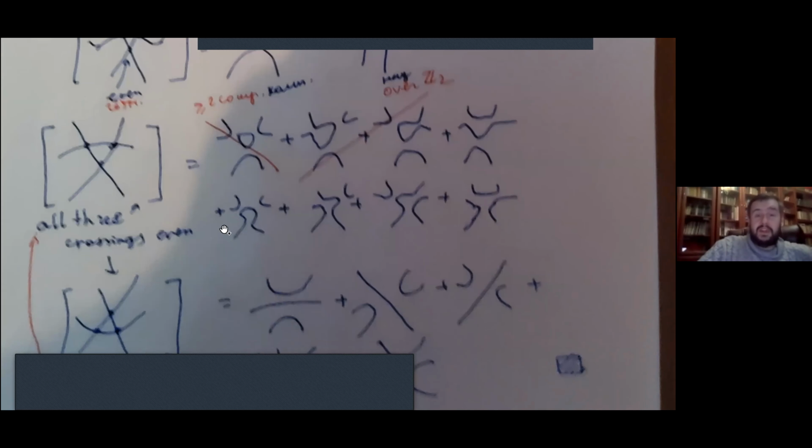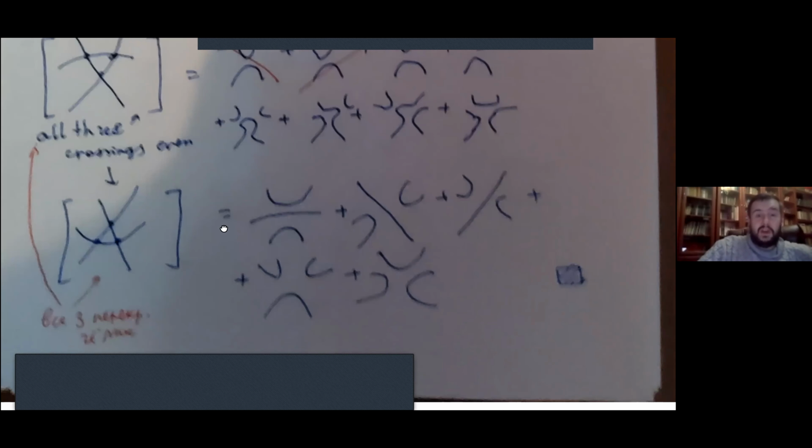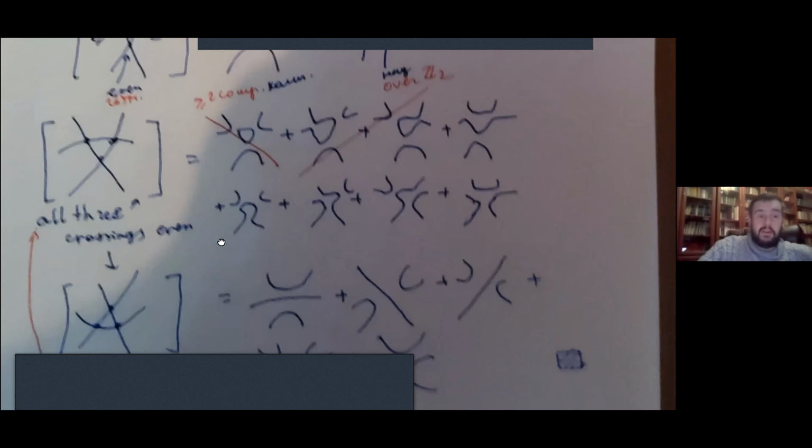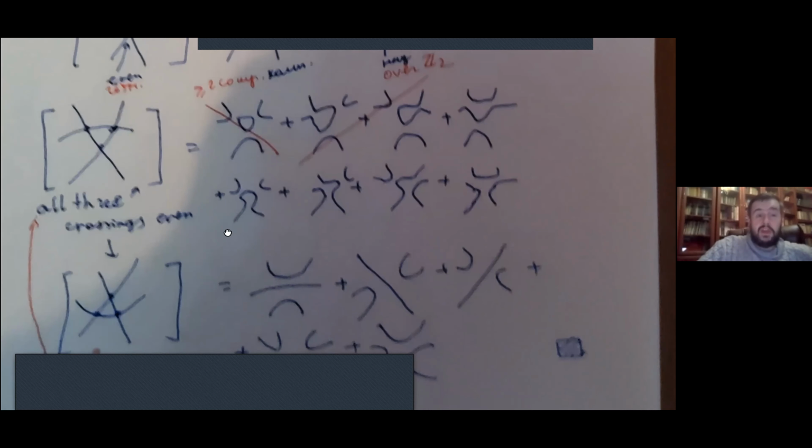While concerning the case of the third Reidemeister move, we see that it's a bit boring. We have the third Reidemeister move with all three even crossings.